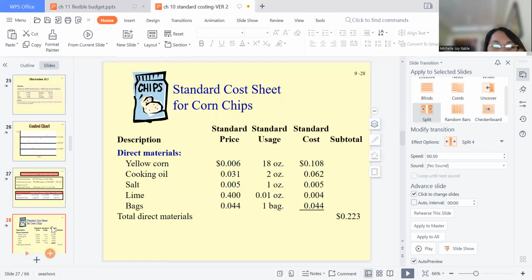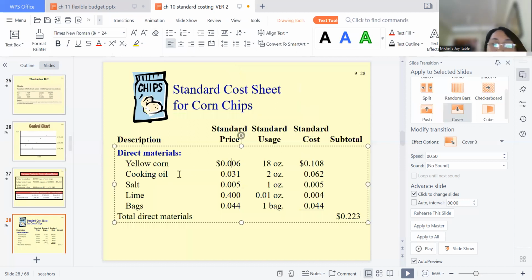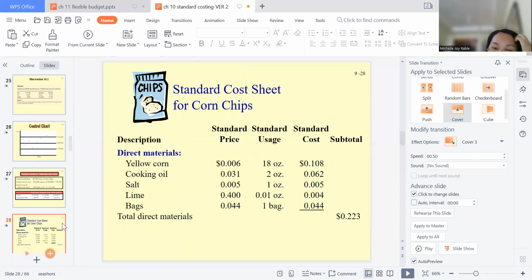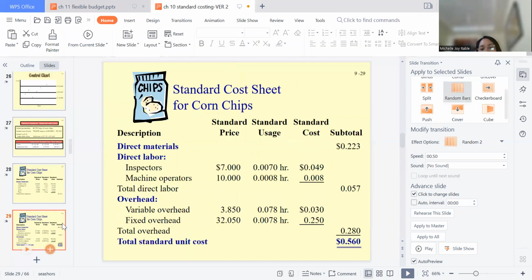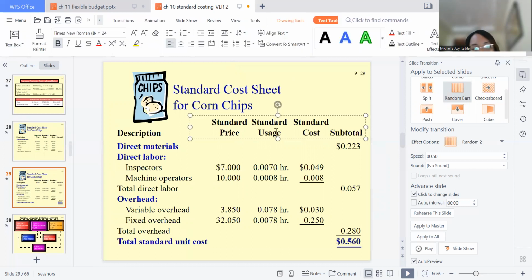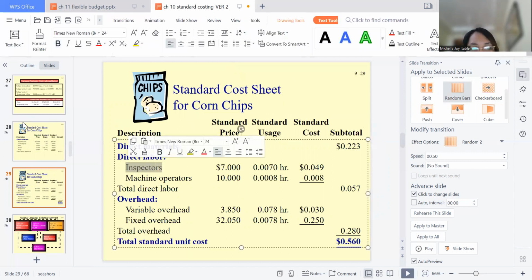Okay, so we have here the standard cost sheet for corn chips. And look at the yellow corn, because that is our most direct material. We have here the standard price, 0.006, standard usage, 18 ounces. We also have here the direct labor and overhead standard cost sheet, okay? There is a standard price, there is a standard usage. Then take note, the given earlier, the inspectors, okay? So 7 in 0.7, okay?